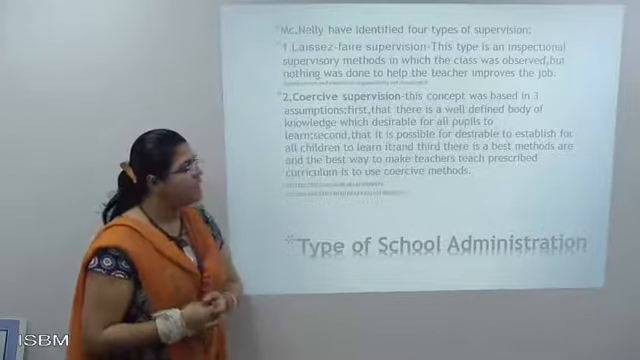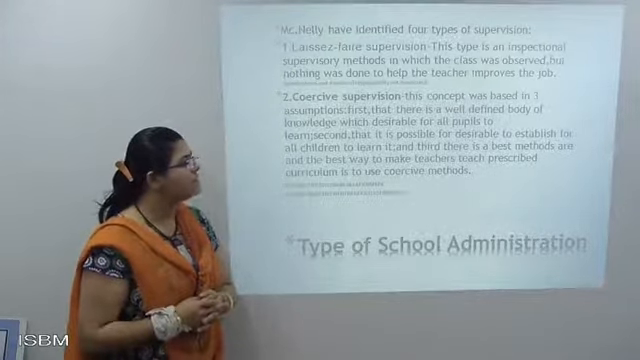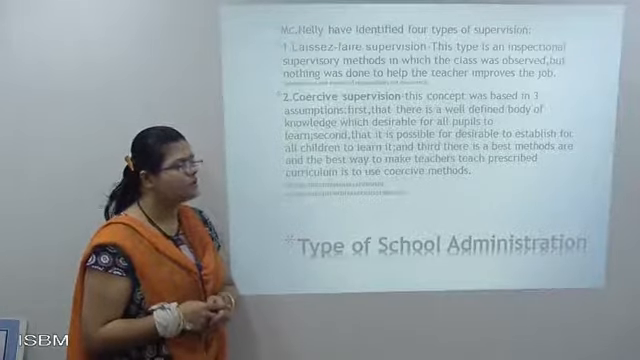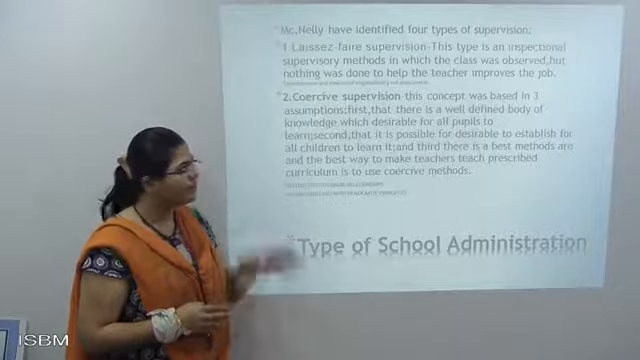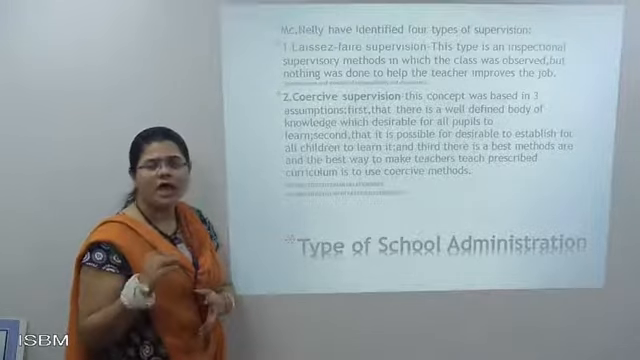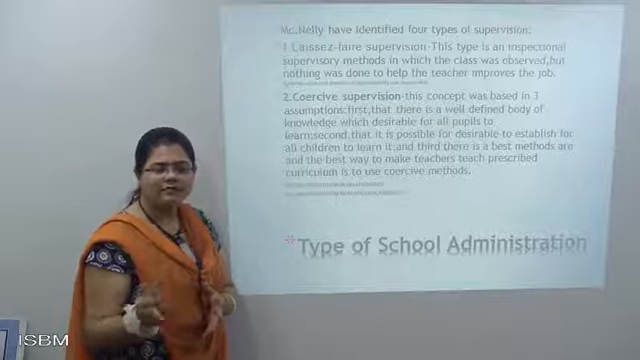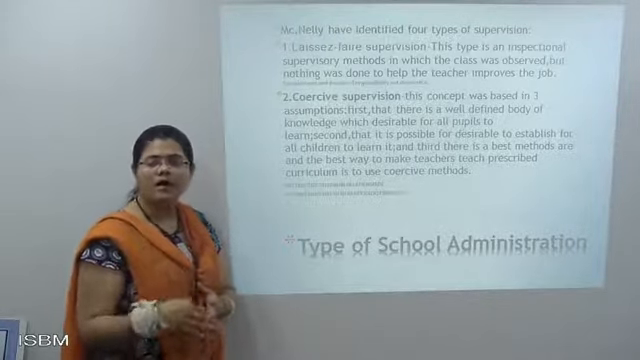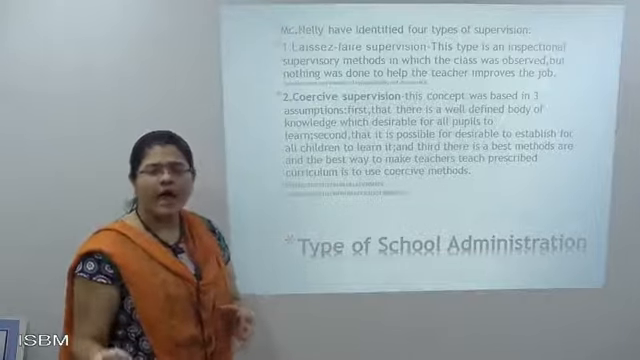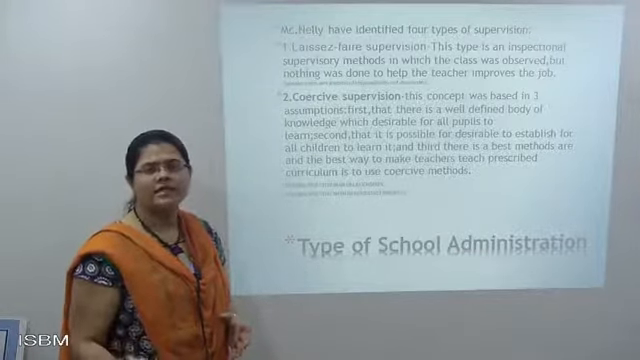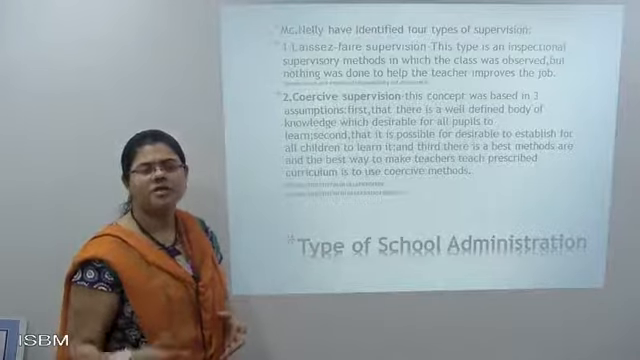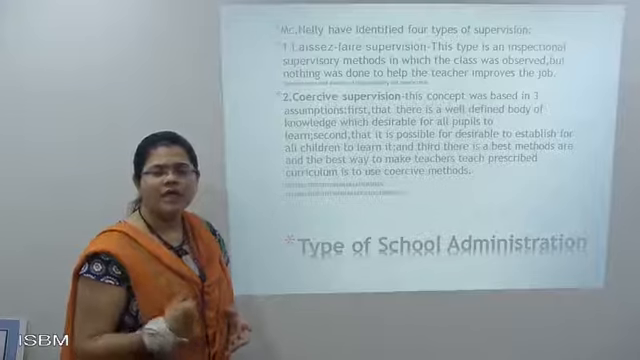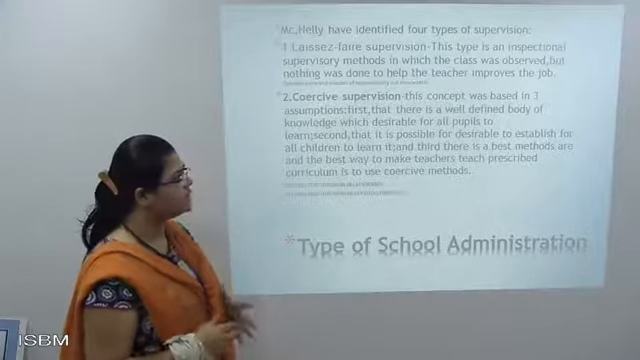This is the third: the best methods and the best way to make a teacher teach the prescribed curriculum, which is to use the coercive method. In the third part, the best method is given for that curriculum, and finally the teacher's performance and way of knowledge are checked. From this, rectification measures are given, and with the help of that rectification, development comes by giving the best view towards the children.